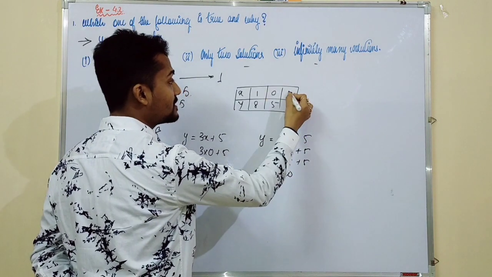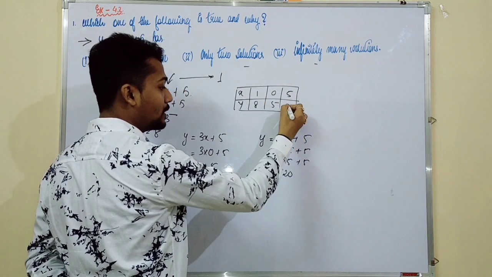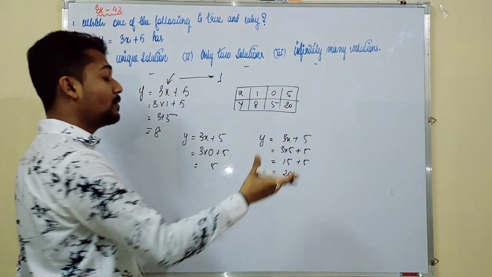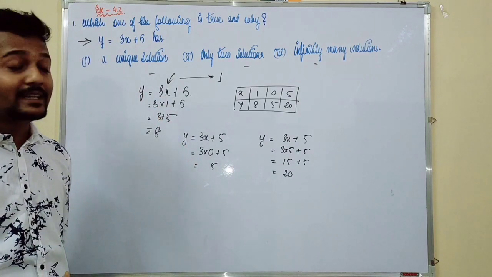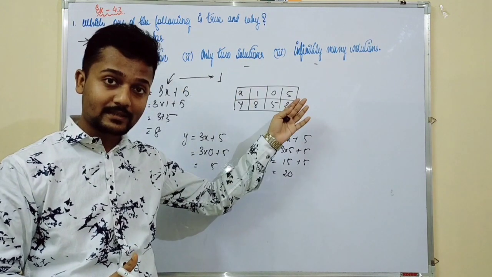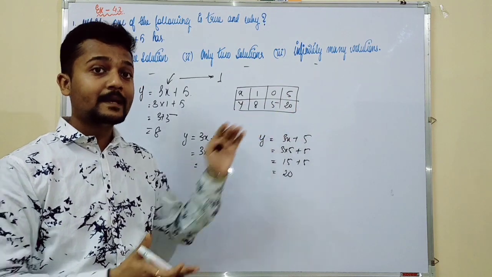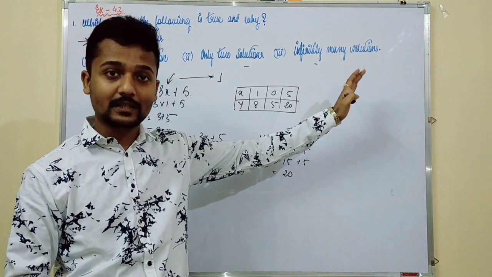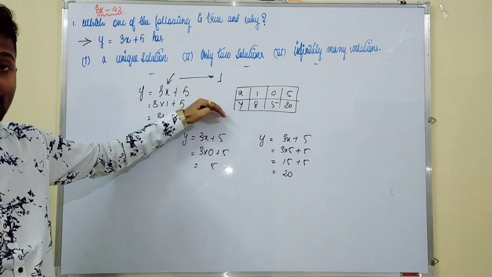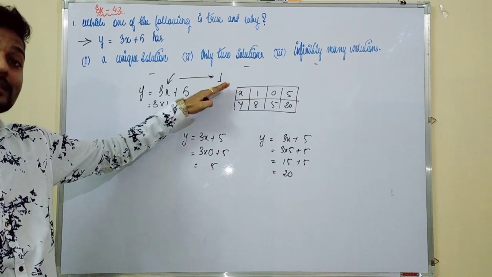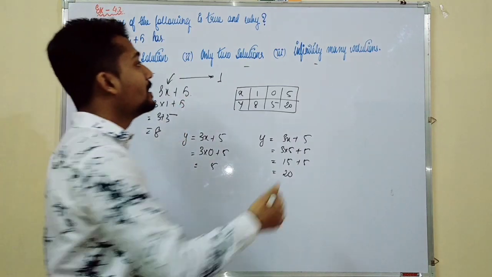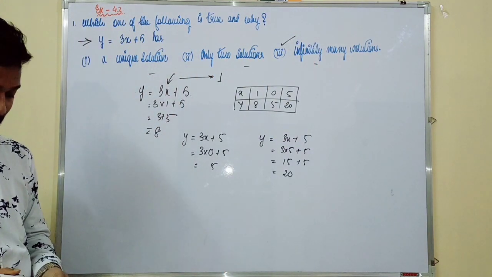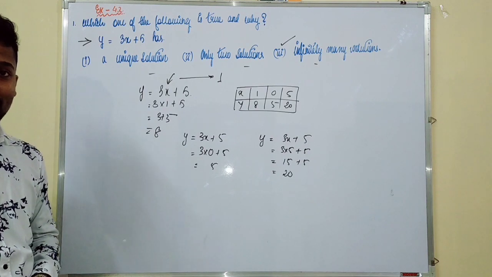That means if I take x is equal to 5, then I will get y is equal to 20. Okay, however many values of x I take, I will get the value of y. That means if I keep on taking values of x, I will be getting values of y, isn't it? That means how many solutions are we getting? We are getting infinitely many solutions. For any value of x, I will get a value of y. That's why the option infinitely many solutions will be correct for the given equation. Okay, so let us move on to the next question.